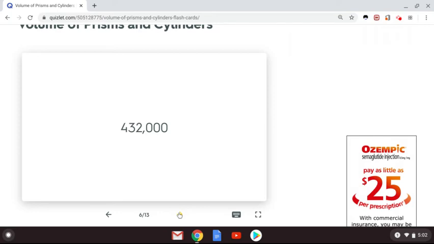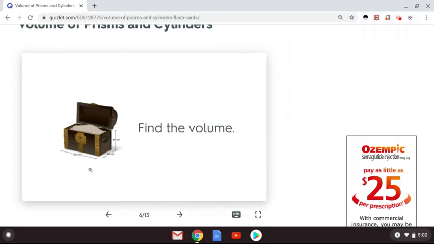Okay. And then just a quick note on this one, the correct units would be, since it is centimeters and we are talking about volume, cubic centimeters.